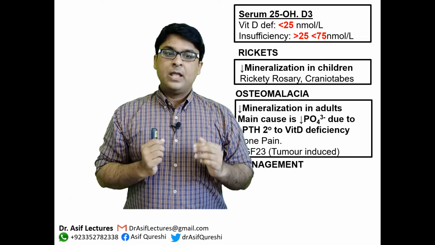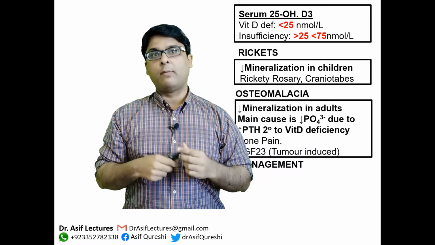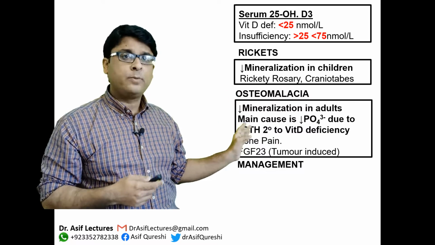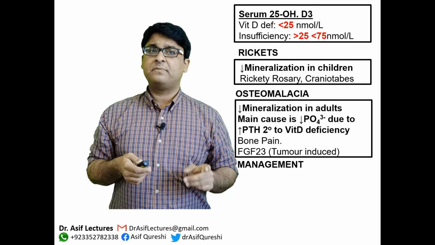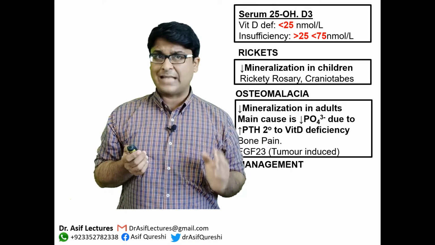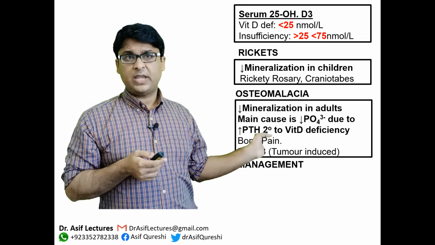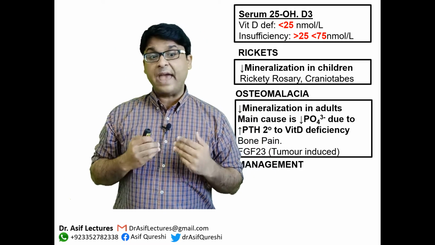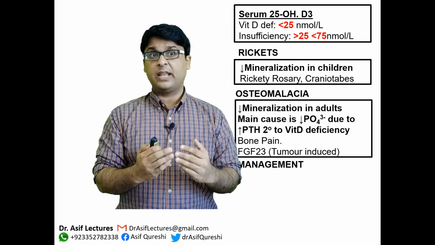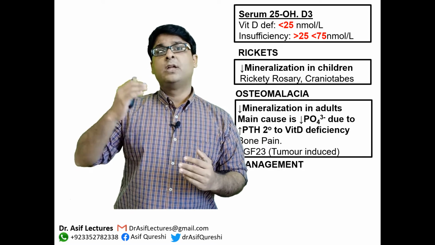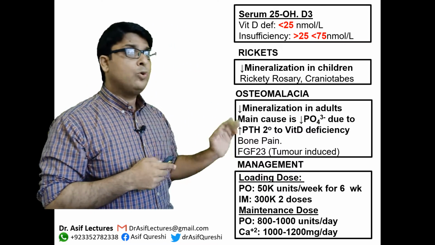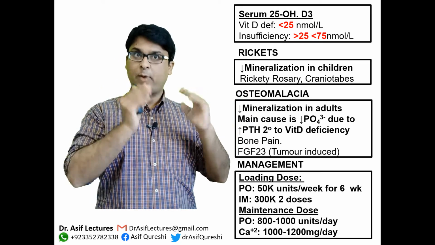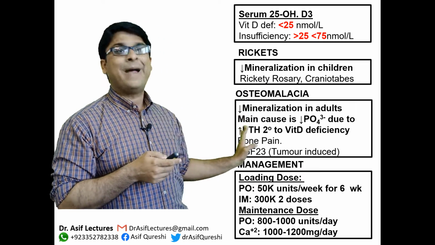So if vitamin D is not there, phosphate levels are down and the whole problem goes up, okay? And as I told you, there will be bone pains. Recently in the boards exam, they have been asking a lot about FGF23, which is associated with tumor-induced osteomalacia. Okay, so if FGF23 is in the list, it's something related with tumor-associated osteomalacia. How do you manage? You obviously first give the loading dose, which repletes the vitamin D stores in your body, and then you have a maintenance dose, okay?